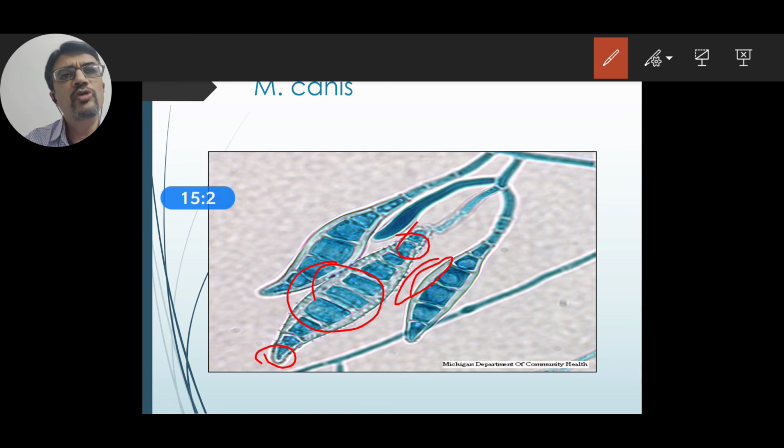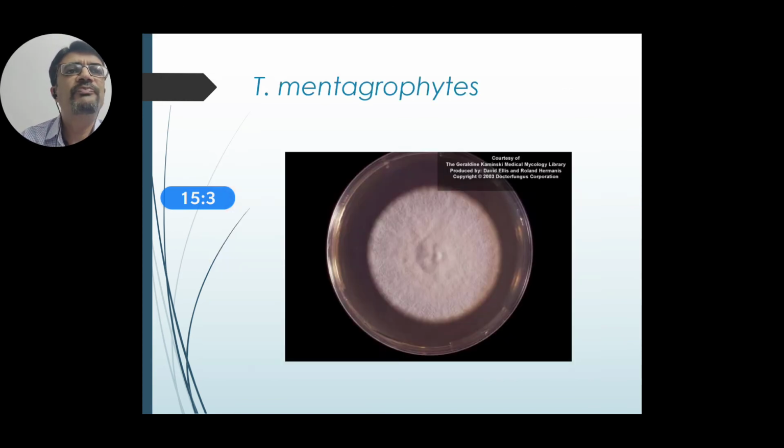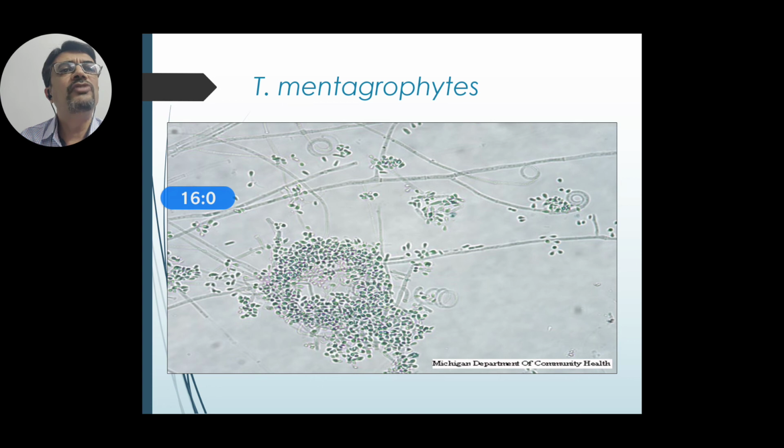Clear? So this is how you can differentiate the various species of the dermatophytes. This is Trichophyton mentagrophyte. These are very common fungus. We have not taken the picture of all the dermatophytes, but I am trying to show you the common fungus which are isolated. So Trichophyton mentagrophyte is very common. This is the growth on the Sabouraud agar, and this is how it would look like in the microscopy.